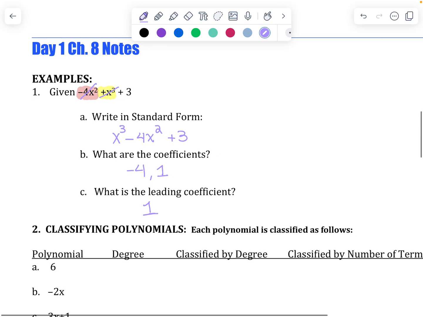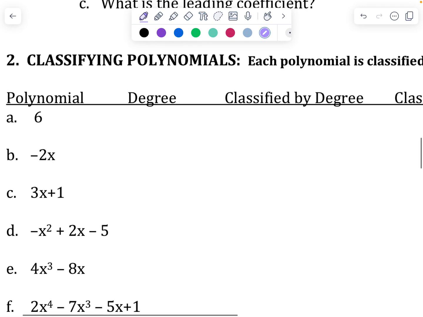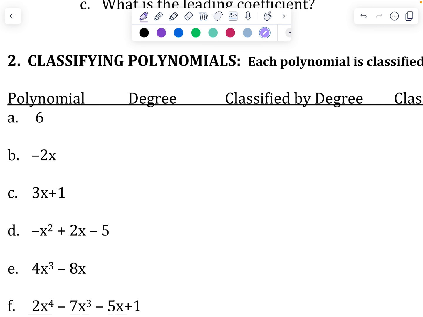Okay, now if I want to classify specific types of polynomials, again, if I see a constant and a constant only, I'm like, okay, well, what's my degree? Well, if you don't have a variable, your degree is 0. You can only have a degree if you have an exponent attached to a variable. And if I want to classify by this degree, well, this is just a number. So remember, this is called a constant. Again, there's no letters, no variables. So this, again, is the constant.